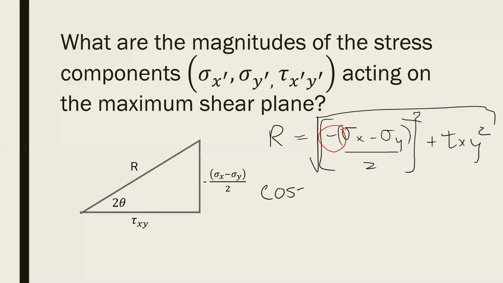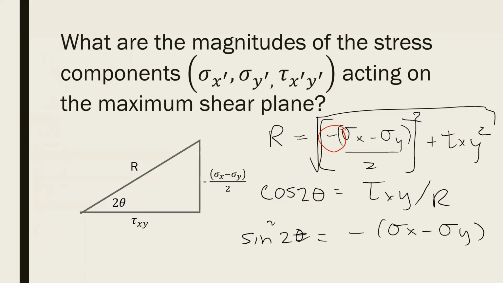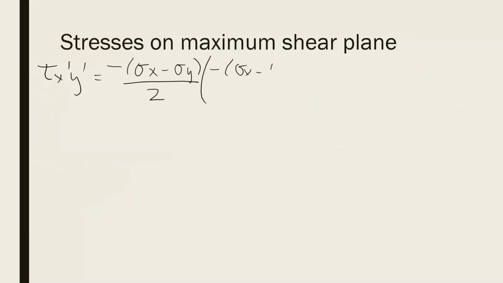Now for the cosine of 2 theta, it is tau xy over R. And for the sine of 2 theta, it is negative sigma x minus sigma y over 2R. So we'll plug these into our equations. We'll start with our tau x prime y prime equation. That's negative sigma x minus sigma y over 2 times negative sigma x minus sigma y over 2R plus tau xy over R.